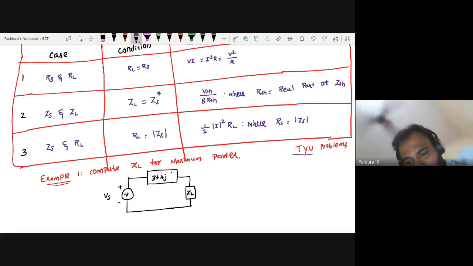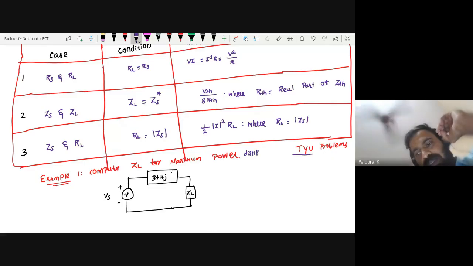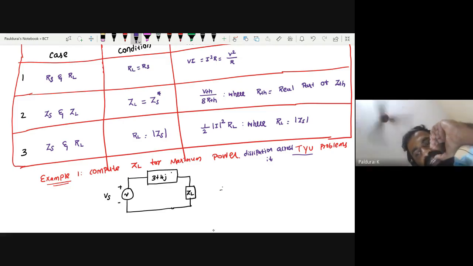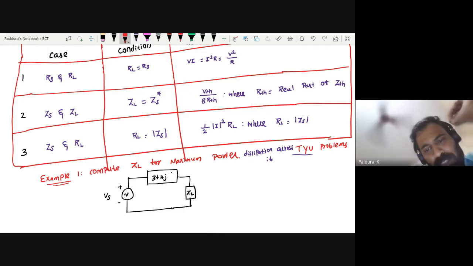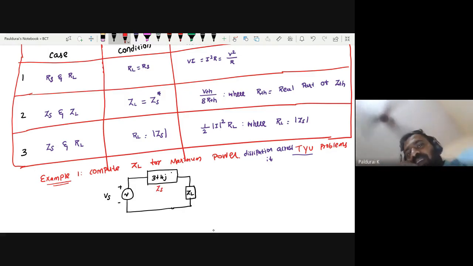Okay. So now anyone, what is the value of ZL for maximum power dissipation across it? Compute ZL for maximum power dissipation across it. What's the value for ZL? Anyone? And obviously this is my ZS. Okay. ZL, anyone?